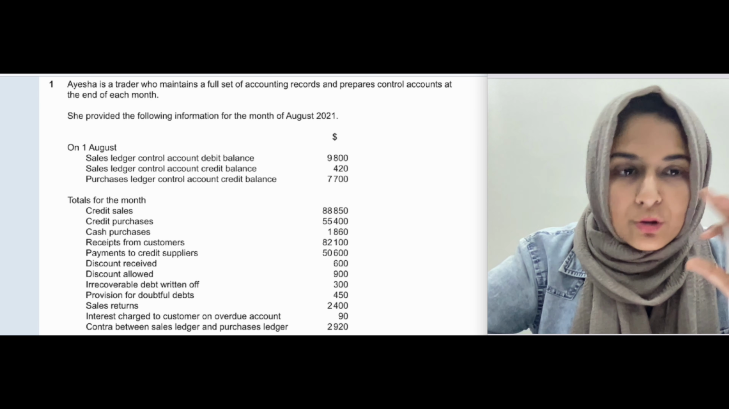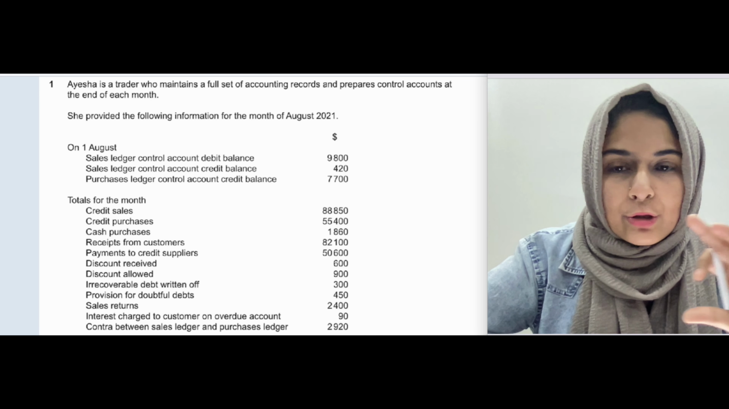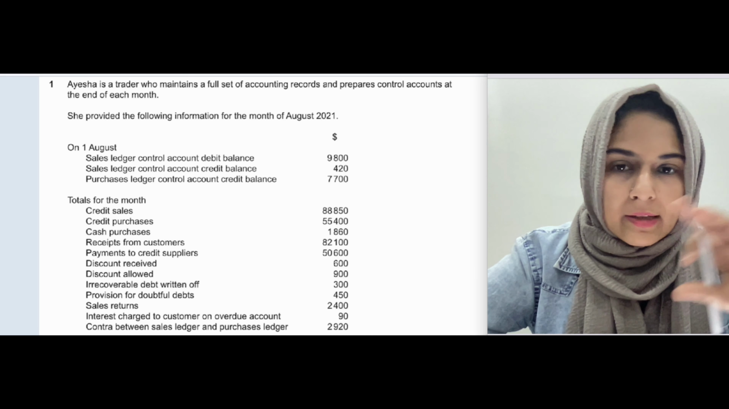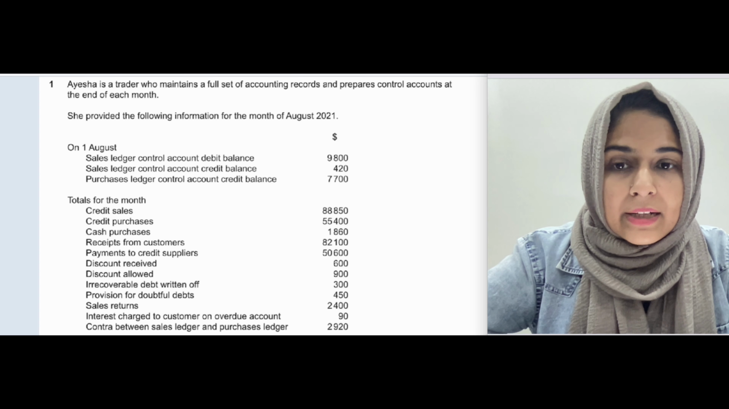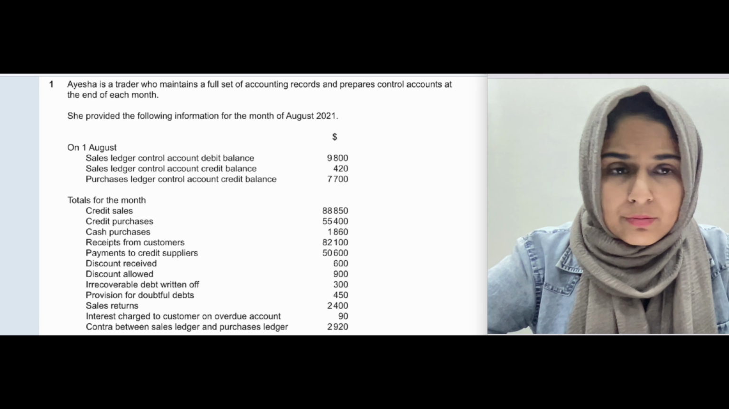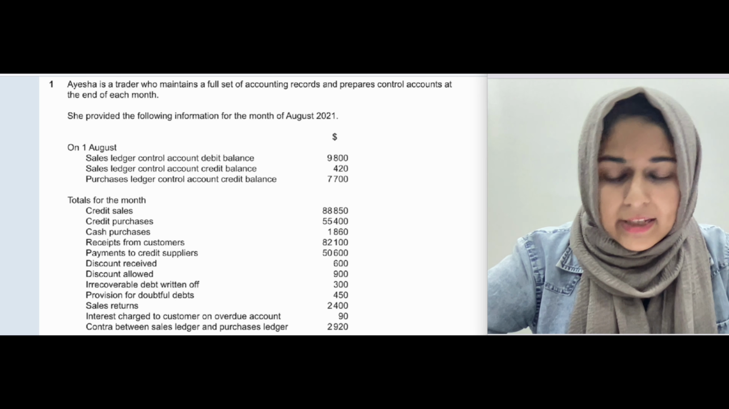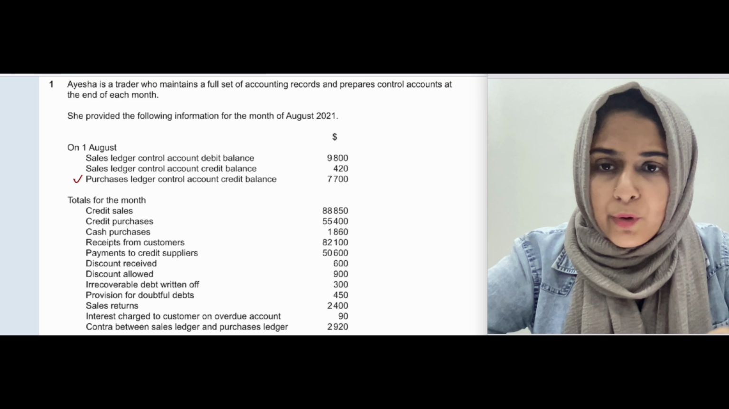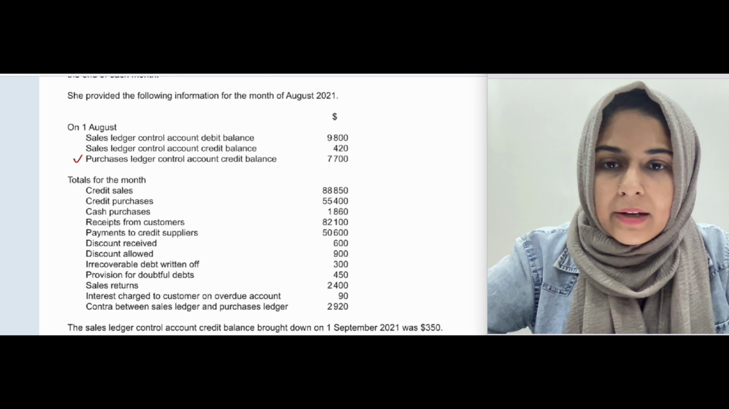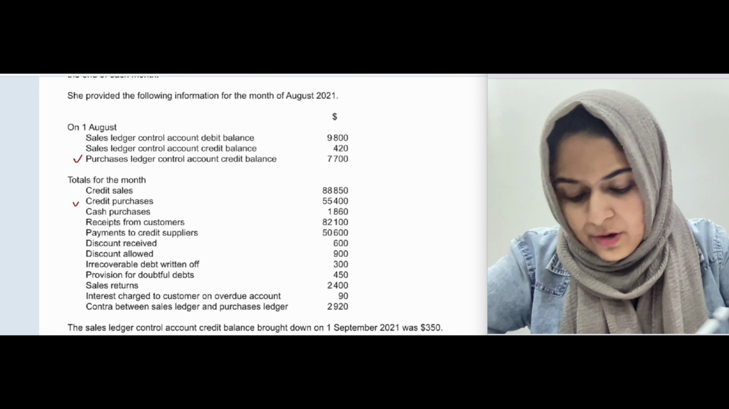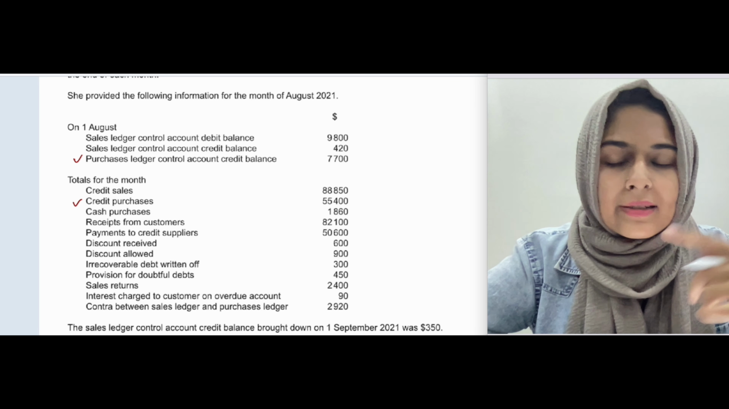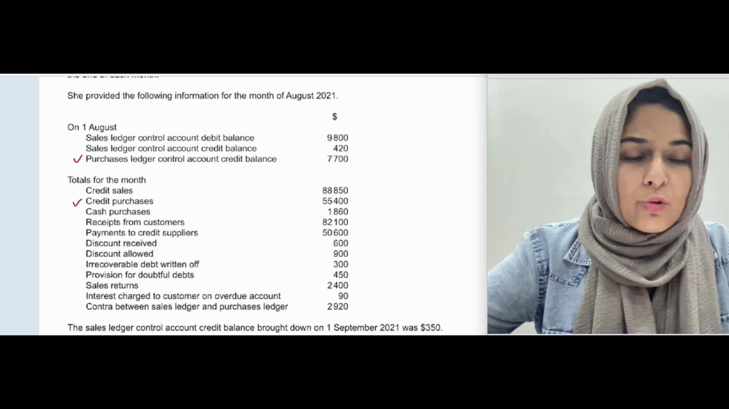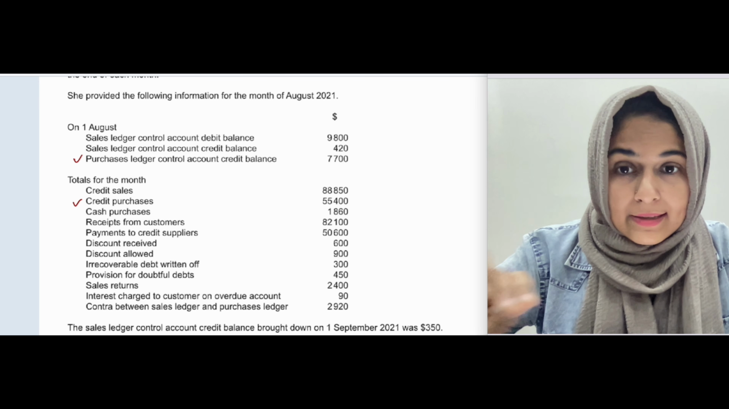So if they're asking for two control accounts, you should know कि sales ledger control account में all the customer related information, purchases ledger control account में all the supplier related information. So you obviously आपके जो purchases ledger control account का balance है, that is important. And then we have this credit purchases, because of credit purchases your supplier is created. Credit suppliers जो होते हैं वो लोग होते हैं जिनसे आप उधार पे purchases खरीदते हैं.